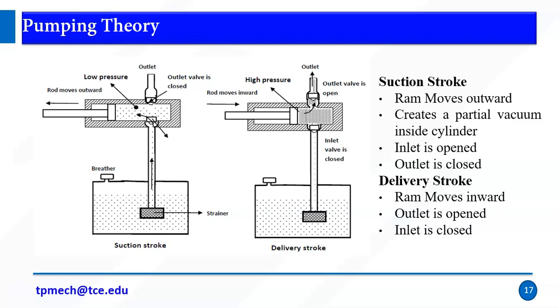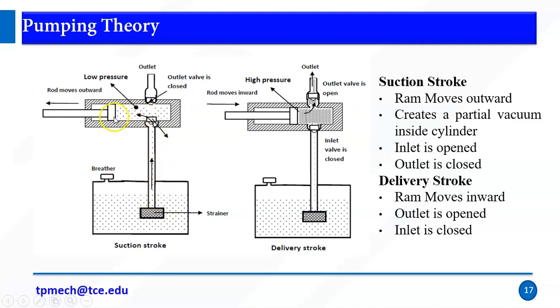Right. So the next one is pumping theory. Okay. So how does the pump work? Right. We have two strokes. One is the suction stroke. Another one is the delivery stroke. So this is the reservoir or tank. The oil is stored here, and we have a breather for air circulation. Right. So we have air, and then we have a strainer, that is a filter. Right. So that reservoir is connected with the cylinder via pipe.